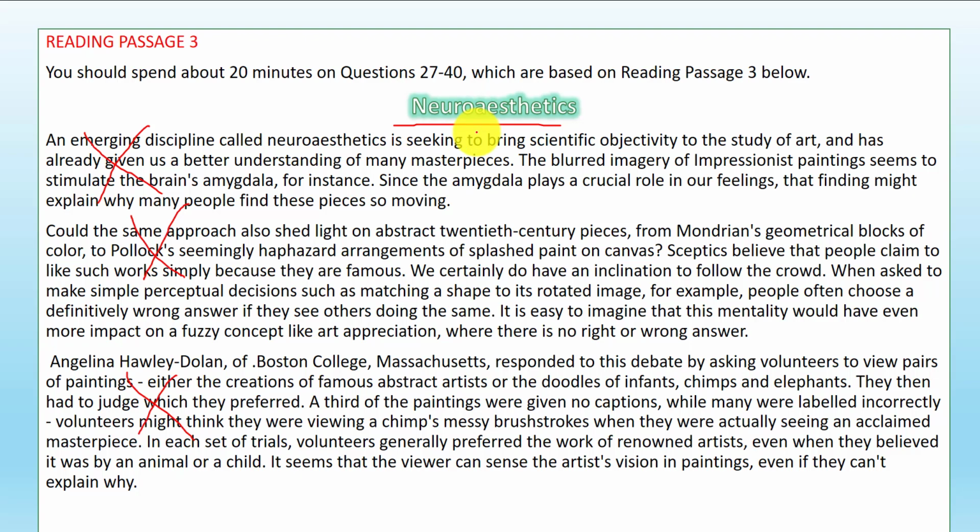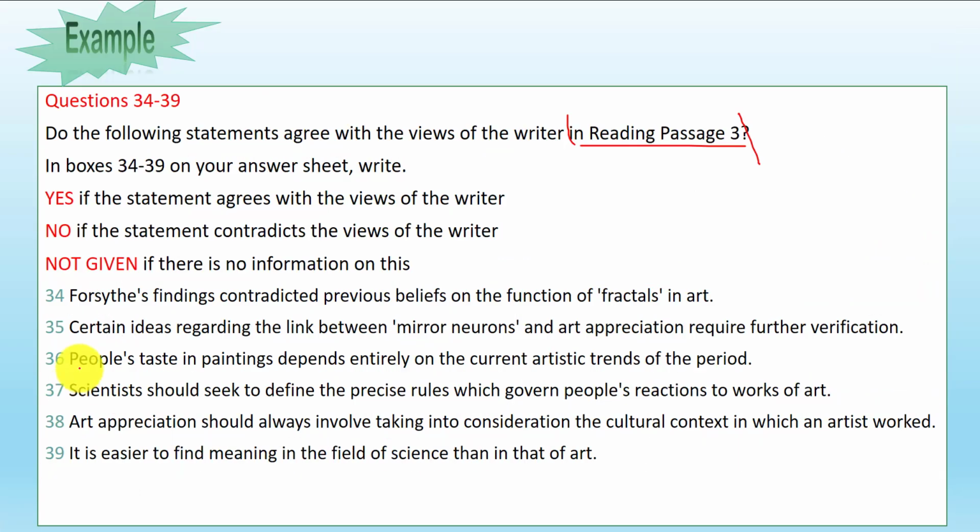When you have no idea what the title is, just read some sentences from the first paragraph, okay? That will give you a general idea of your passage. Now I'm going to do it. An emerging discipline called neurostatics is seeking to bring scientific objectivity to the study of art. Okay. But that's enough for us. Now, let's go back to our questions.